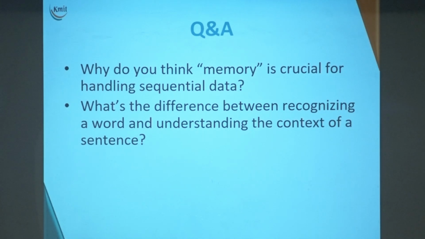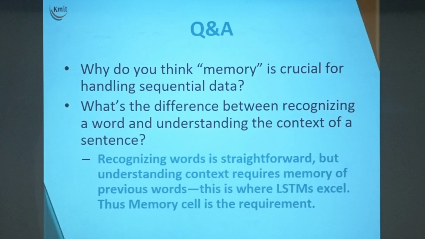Memory is needed. So RNN was having short-term memory, say 1 sentence, 2 sentences, you will be able to very easily do it. But then when it comes to a huge corpus of data, nowadays we are working with NLP applications that also we are going to see. Lot of data that deals with large amount of text. Then how do we remember that? So memory was the requirement, and recognizing words is straightforward, but understanding the context requires memory of the previous words. This is where you find LSTM excelling. Thus memory cell is the requirement whenever you want to go for the design.